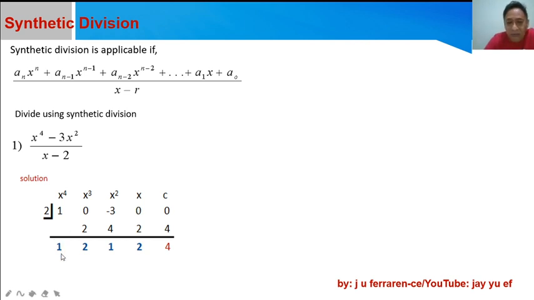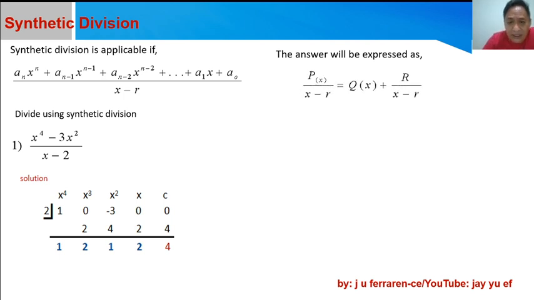So this is the form if you present your answer. After you divide, the answer will be expressed as the dividend P of x over x minus r equals Q of x, where Q of x represents your quotient, plus the remainder. If there is a remainder involved, if it's 0, you can just ignore the last term. That is R over x minus r, the remainder over x minus a small r. Now, following this form, I may copy the given.